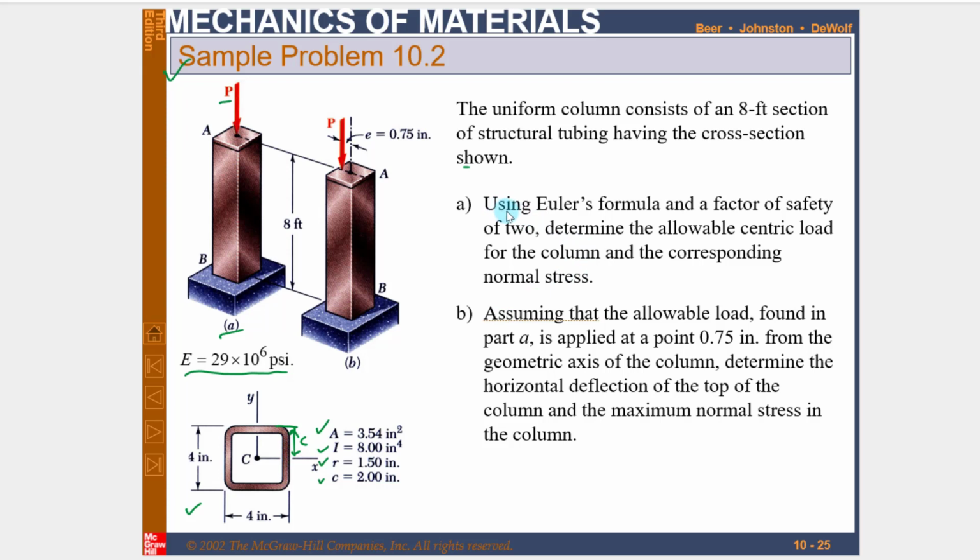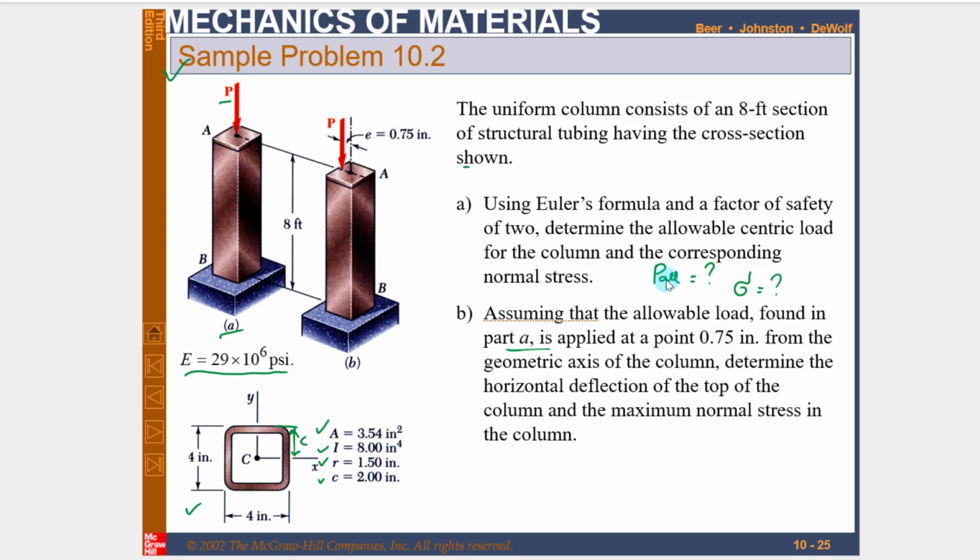So first it is asked that using Euler formula and a factor of safety of 2, determine the allowable centric load for column and corresponding normal stress. So we are required to find allowable centric load and normal stress. In B part, assume that allowable load found in part A.